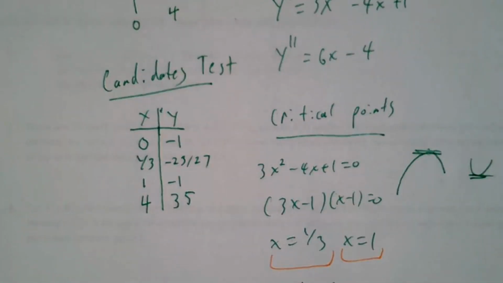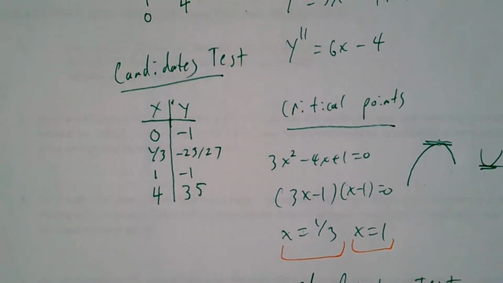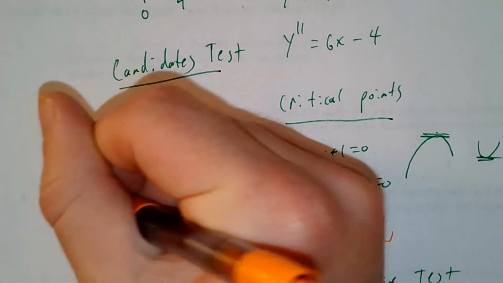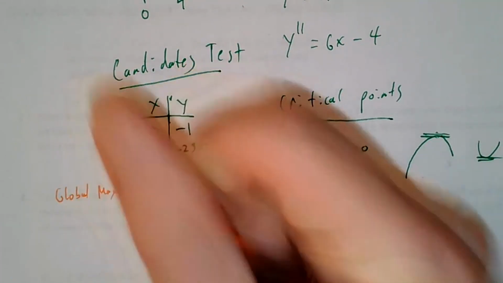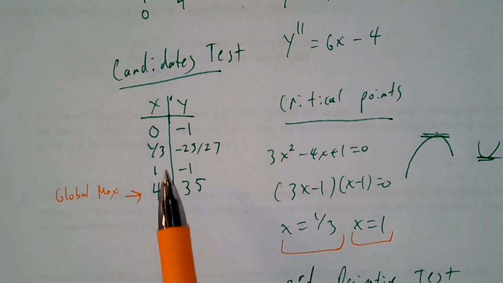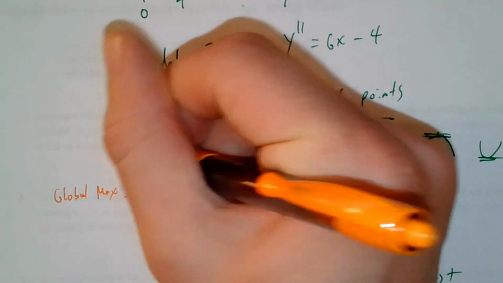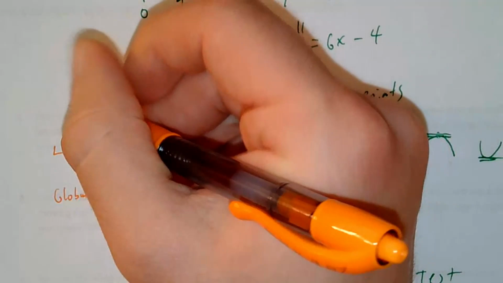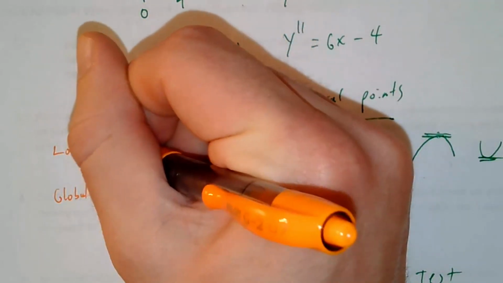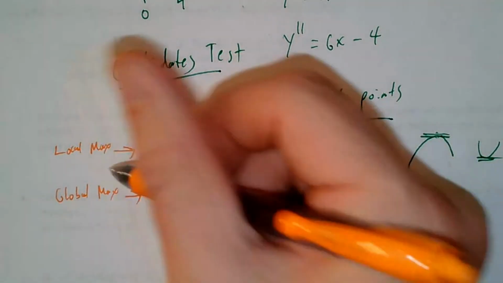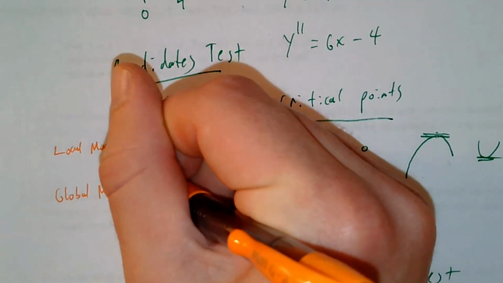So now that I have all my outputs and all my values, I can start to identify what's what. This 35 right here is the global maximum, because it's the highest one out of everything. So it's global max. This one right here, the negative 23 over 27, is a local maximum. Local max. And then this value right here is going to be a local minimum.